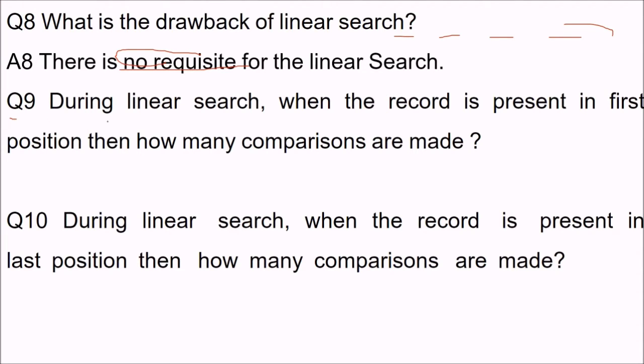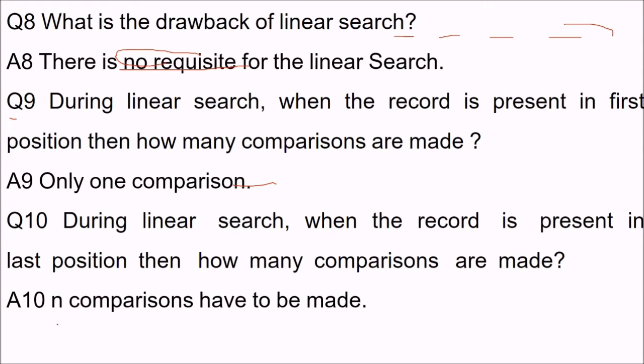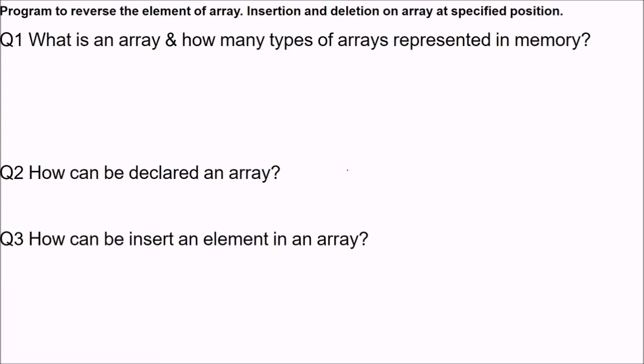That is, during linear search, when the record is present in the first position, then how many comparisons are made? Only one comparison. During linear search, when the record is present in the last position, then how many comparisons are made? Again, we have seen this in the earlier questions also. We have to perform n comparisons.